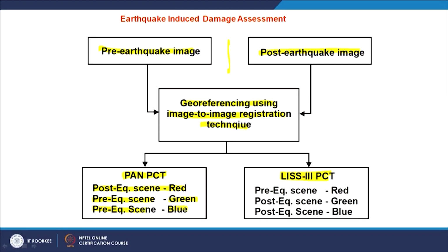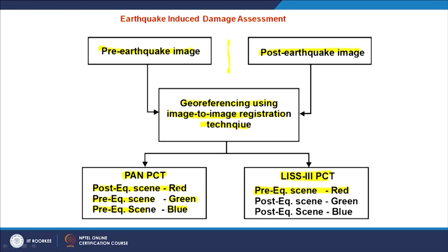And then what it will bring, any changes in terms of reflection, that means reflection has increased, will appear in red color in this PCT, that is called pseudo color transformation or pseudo color transform image. Similarly, in case of list 3, pre-earthquake image was assigned red color.